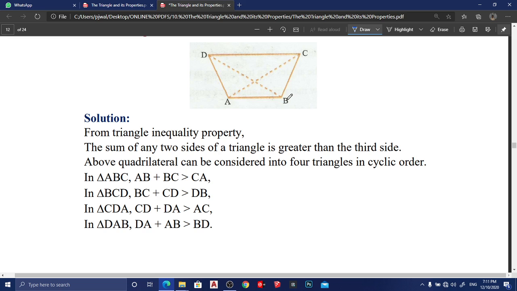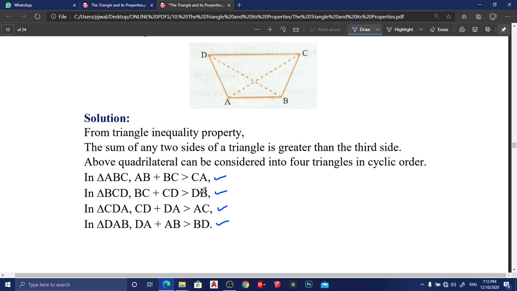So these are the 4 triangles. Take the first triangle, which is ABC. In triangle ABC, I am applying the triangle inequality property, which is AB plus BC is greater than CA. Next, take the second triangle, which is BCD. By applying the same property, BC plus CD is greater than DB. In the third triangle CDA, CD plus DA is greater than AC. In the fourth triangle DAB, DA plus AB is greater than BD, which is the triangle inequality property.